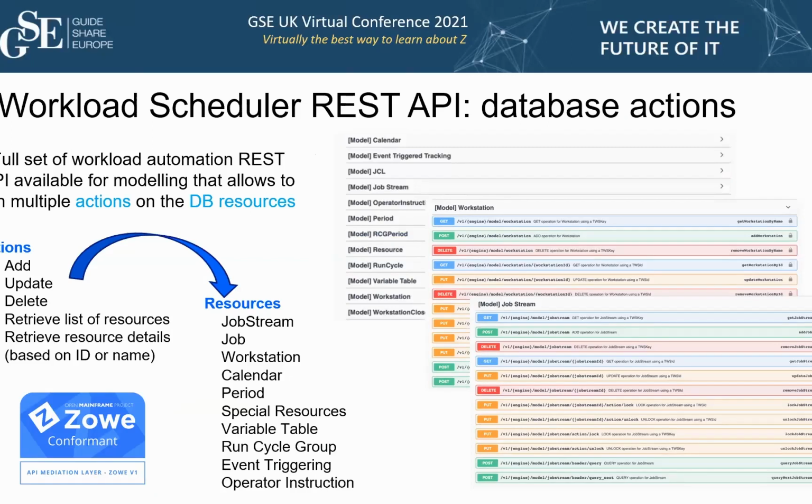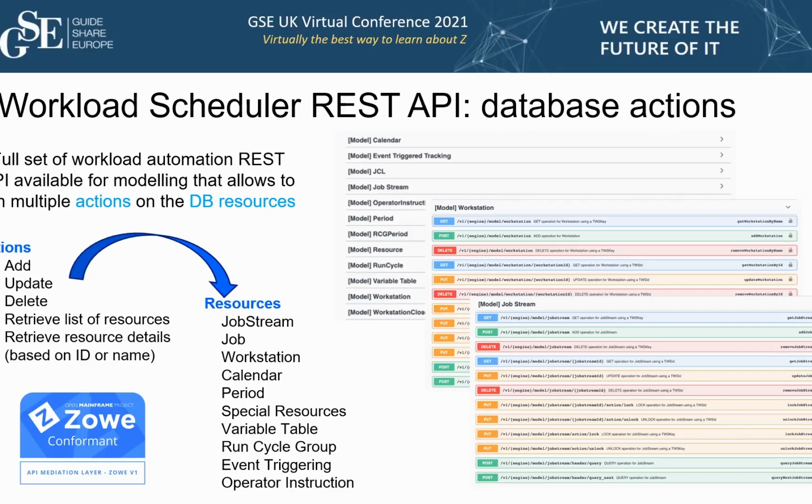The first group of API are the API that allows you to make actions on database resources. The actions that you can implement, that you can issue, are listed here. So you can add, update, or delete a resource in the database, as well as you can retrieve information about resources in the database. You have an API to retrieve the list of resources, as well as you can retrieve the details of a specific resource based on the name or the specific ID of the resource. The database resources on which you can act on are the job stream and the job, so applications or operations. You can act on the workstation, calendar, period, special resources, variable table, run cycle group, event triggering, and operator instruction.